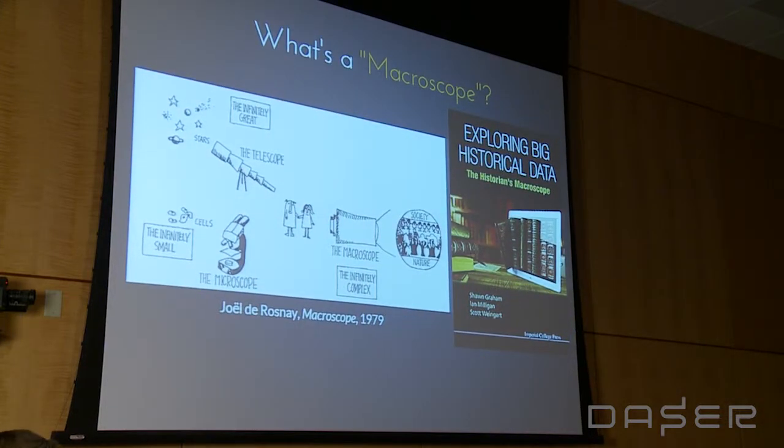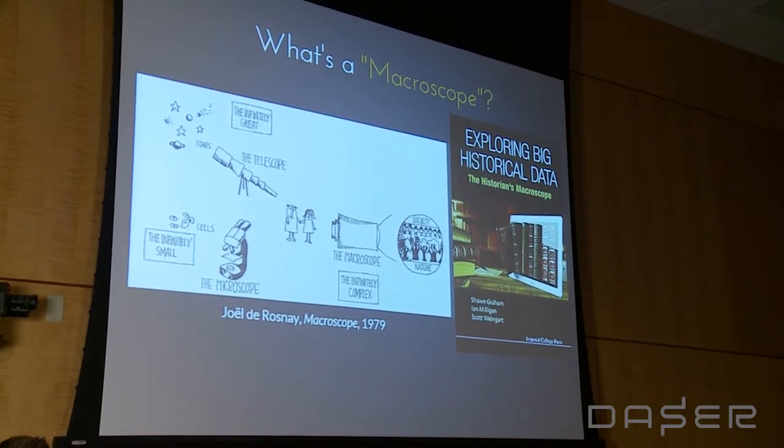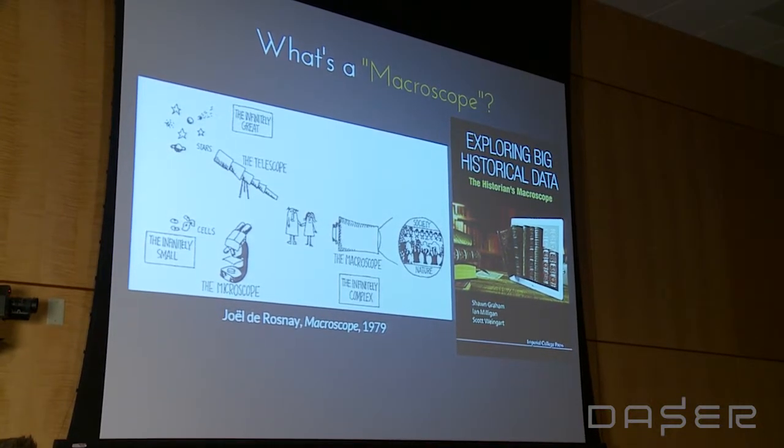What is a macroscope? I'm stealing this wholeheartedly from Joël de Rosnay, who in 1979 used this term as a counterpart. We have the telescope that looks at the infinitely great, and the microscope, which looks at the infinitely small. These are physical instruments. The macroscope he called a symbolic instrument. This was a bouquet of theories and methods that are used to distill patterns from complexity.